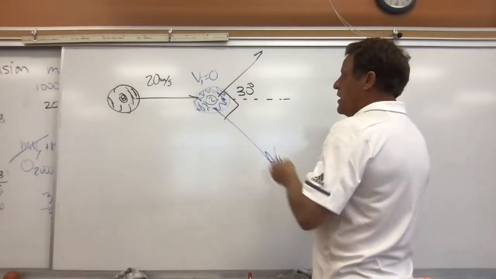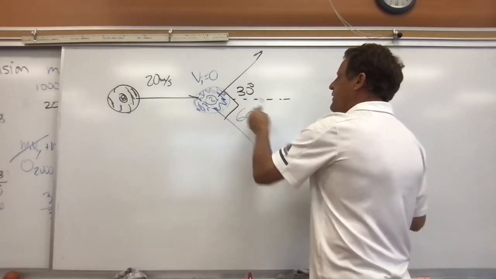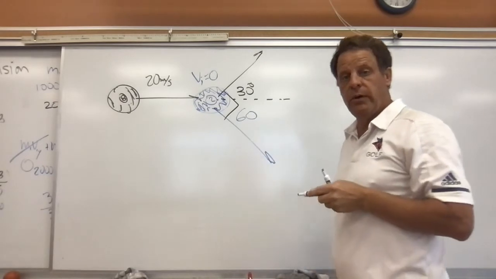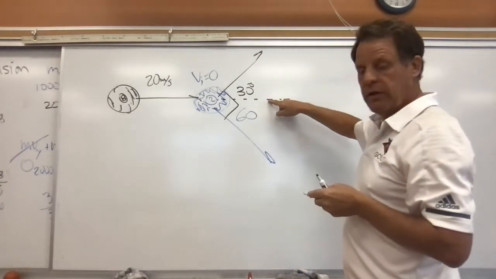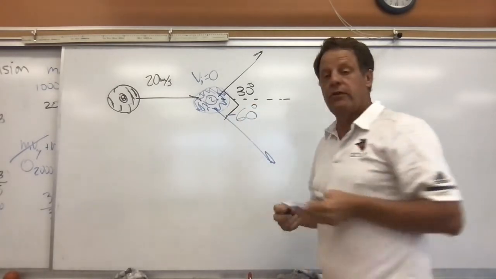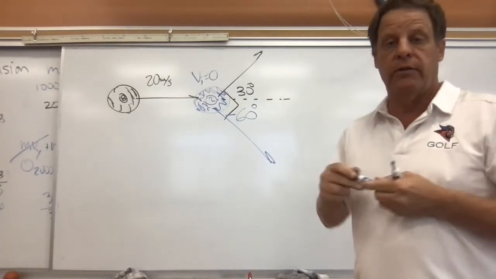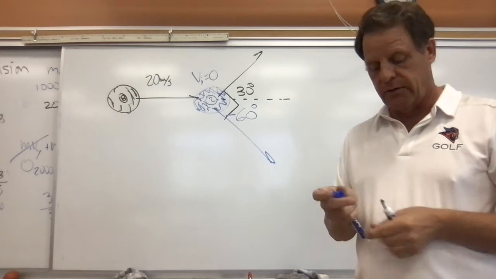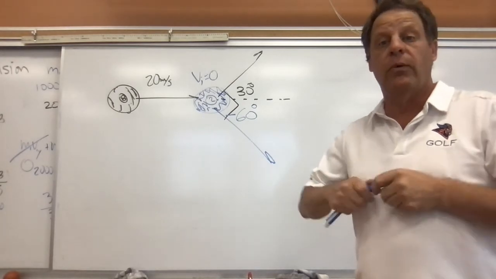And therefore, we know that this is going to be 60 degrees. But if we're using this as our reference, then that 60 degrees is going below the horizon, and therefore it's going to be negative 60. All right, you guys, now we are set up.